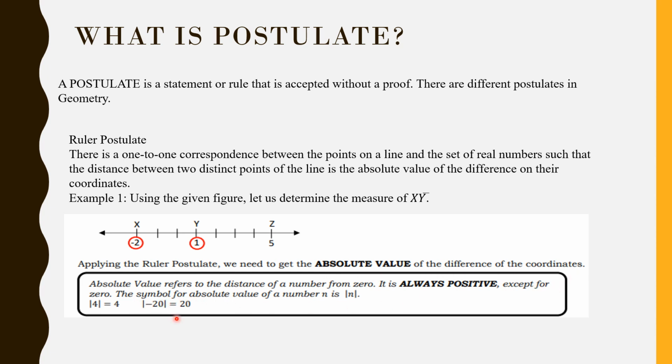The absolute value refers to the distance of the number from 0, so it's always positive, except for 0. When we are looking for the distance, it's absolute. The symbol for absolute value is two vertical bars. So it's always positive, remember that. For example, the absolute value of 4 is 4, and the absolute value of negative 20 is 20.